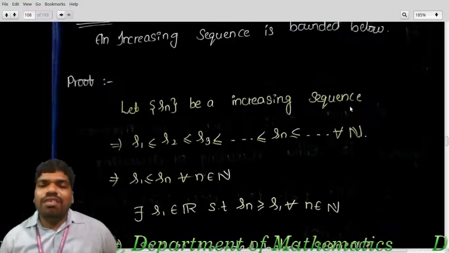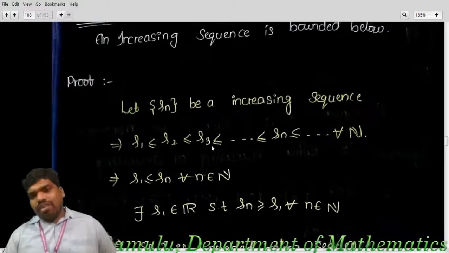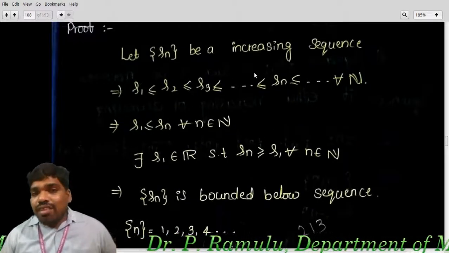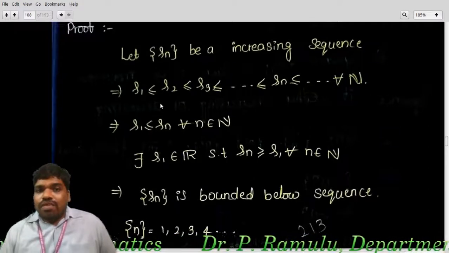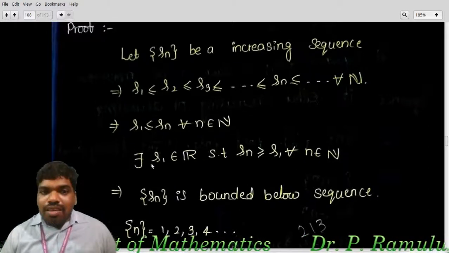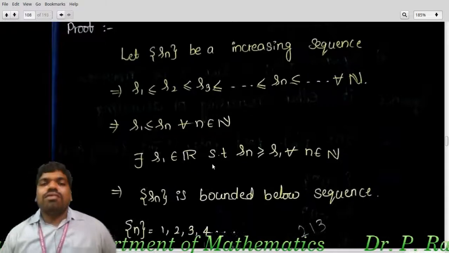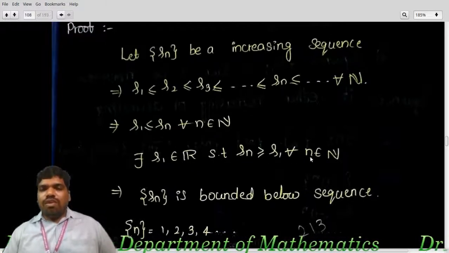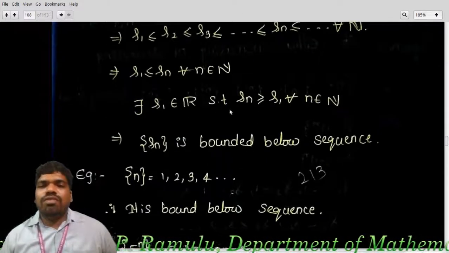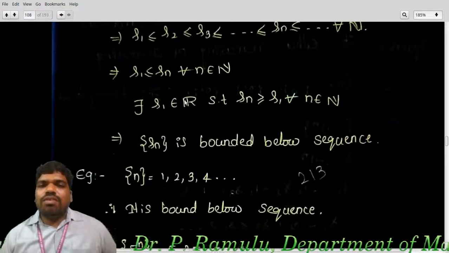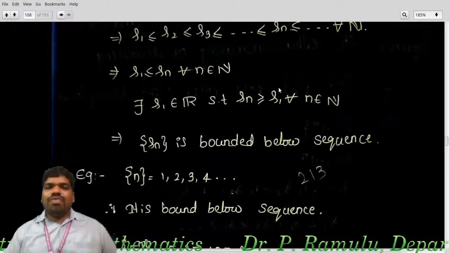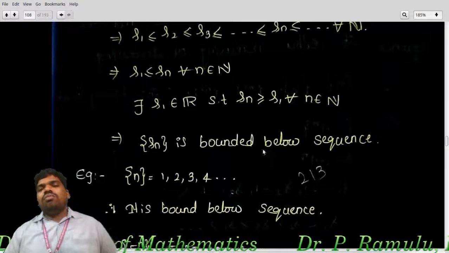What is the definition of an increasing sequence? S1 less than or equal to S2 less than or equal to S3 and so on. From this, I write S1 is less than or equal to Sn for all n belonging to N. That means there exists S1 belonging to R such that Sn is greater than or equal to S1 for all n belonging to N, which implies Sn is a bounded below sequence. So it has a lower bound. Our definition is that there exists k1 belonging to R such that Sn is greater than or equal to k1, then Sn is bounded below. In place of k1 we have S1.